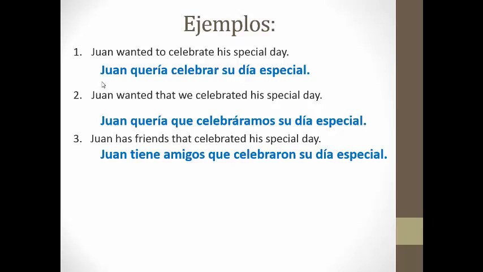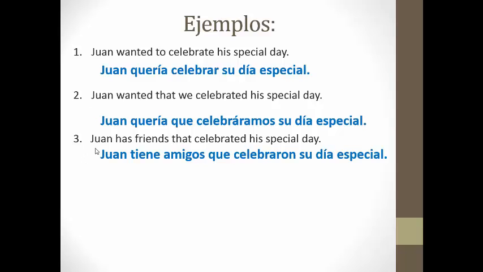Juan wanted that we celebrated his special day. Well, let's see. Is there a change in subject? Yes. Is the main clause verb weird? Wanted. Yes, that's someone's wish or want. And is this main clause verb in the preterite or the imperfect? Yeah, it's in the past. So this number 2 is your sentence that's going to require past subjunctive. We have Juan quería que celebráramos su día especial.